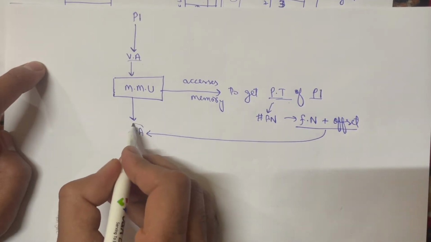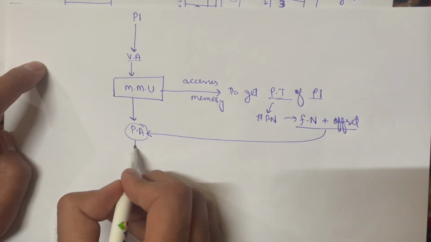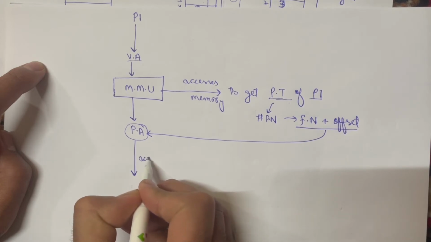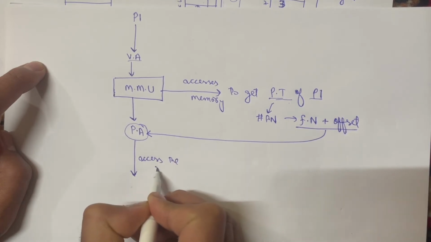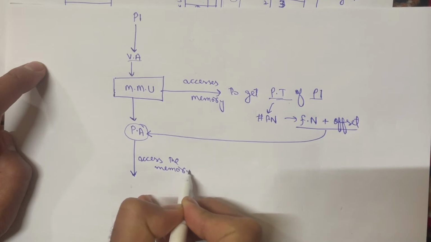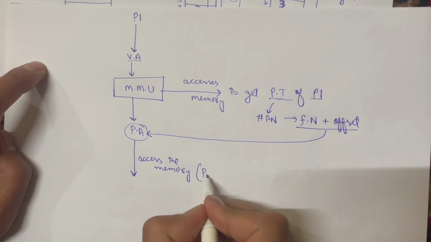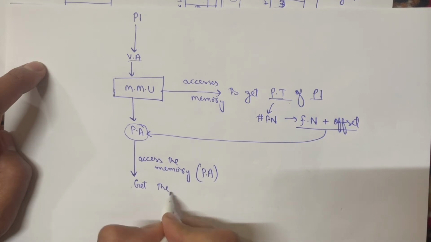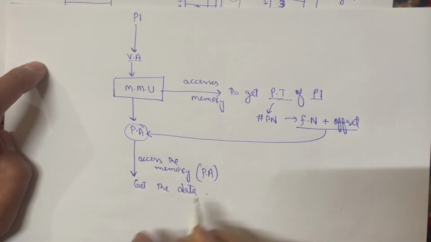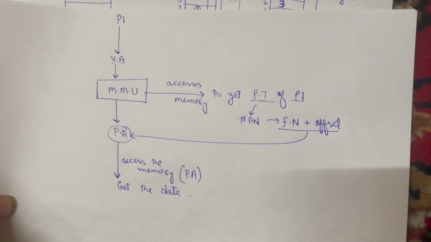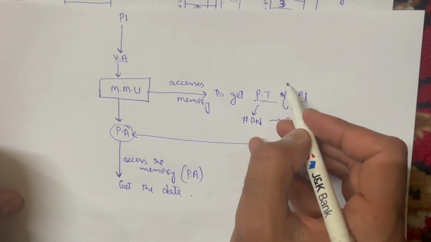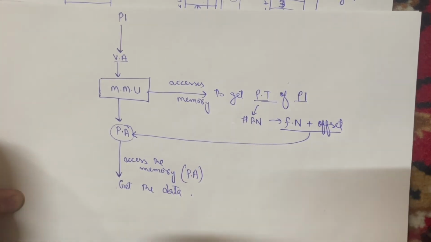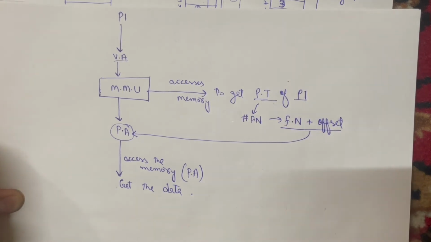So after getting the physical address, it will again access the memory. Which location will it access? It will access the location pointed to by this physical address to get the data. Here there may be a hit or miss, and you have to take care of those things, but I have not discussed them here.